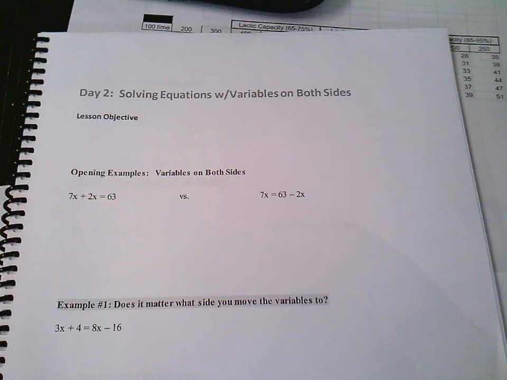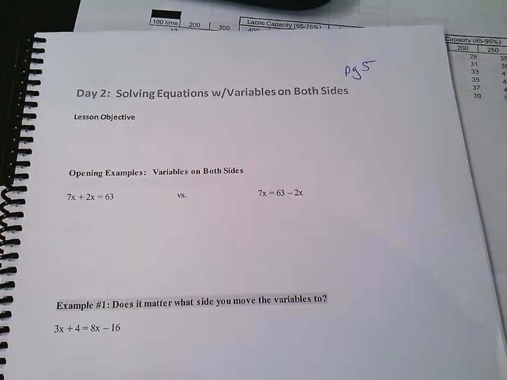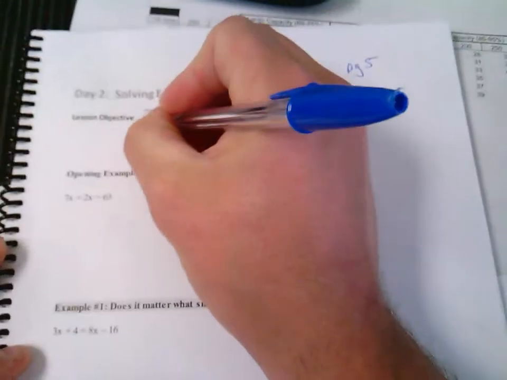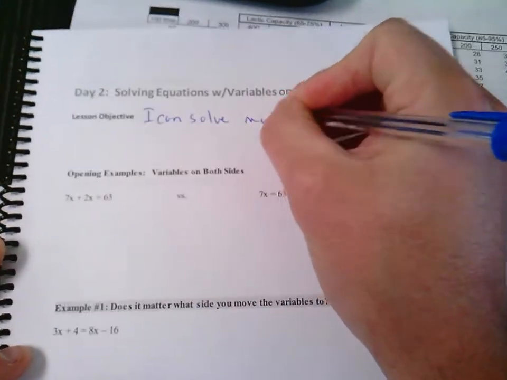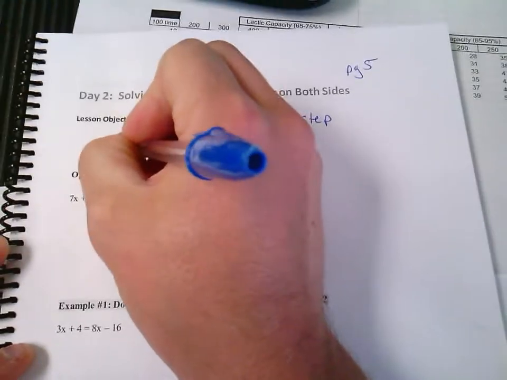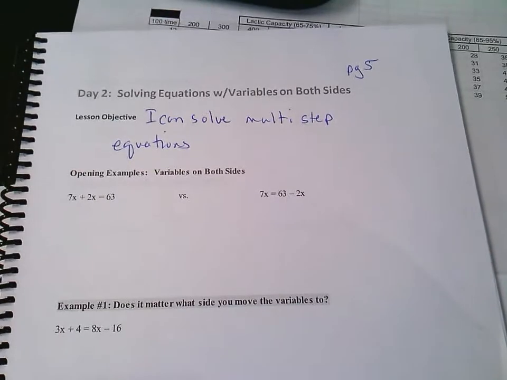Students, here we are on page 5 as we're numbering the pages. This is day 2, solving equations, variables on both sides, a lesson objective. I can solve, and I'm just going to say multi-step equations. Okay, multi-step equations meaning more than the basic two-step equations.